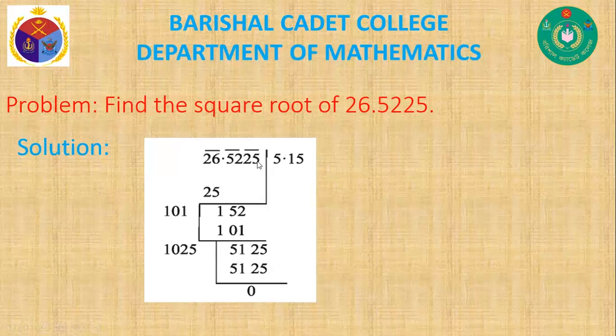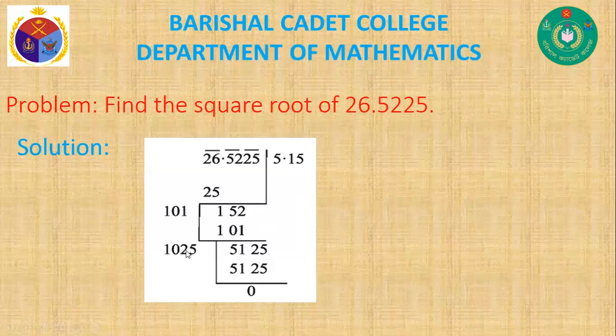Again I have taken this pair 2 5, and the double of 51 is 102. So dear cadets, you can easily understand. Again we have to find a number so that the multiplication of this portion by that number will be either equal to 5.25 or less than 5.25. But luckily I have found a number, 5.